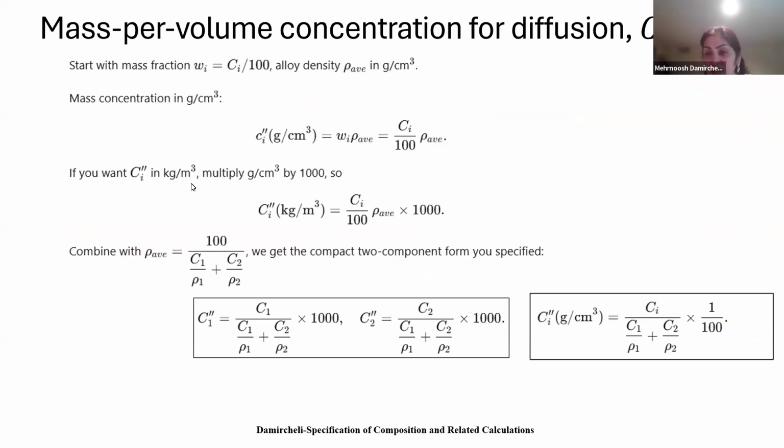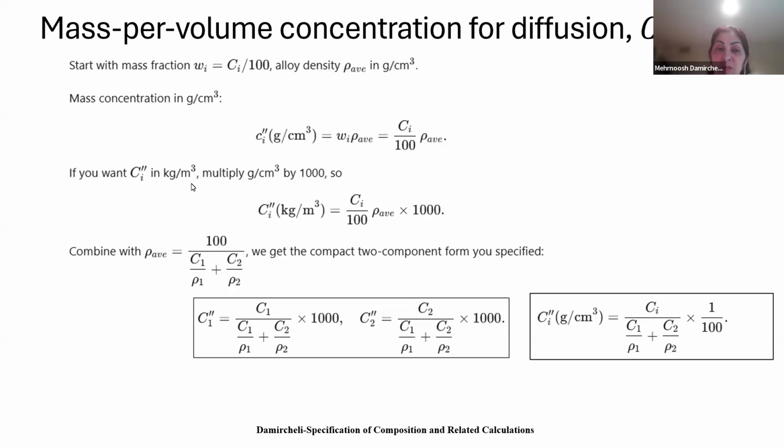Mass per volume concentration, C double prime i, used for diffusion, is very important. Mass per volume concentration, or C double prime i, represents the mass of an element per unit volume of alloy. You know that mass per unit volume is rho, so unit volume is 1 per rho. And it's used for the diffusion calculation that you will see in the next slide.